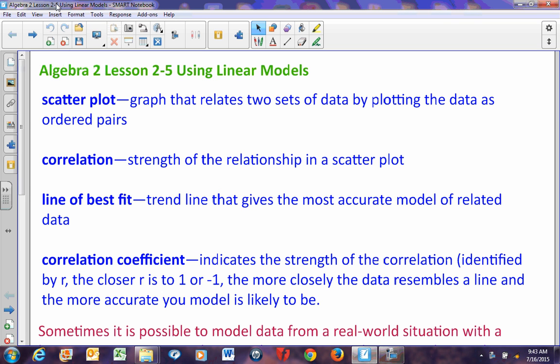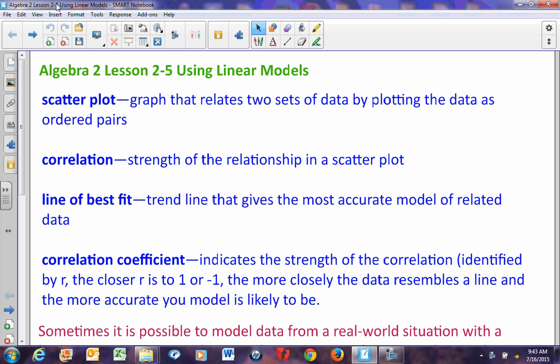This is Algebra 2 lesson 2-5, using linear models. We're going to talk today mostly about scatter plots. A scatter plot is a graph that relates two sets of data by plotting the data as ordered pairs. For example, it might be comparing age to income. It might be comparing miles driven to cost to run the car.